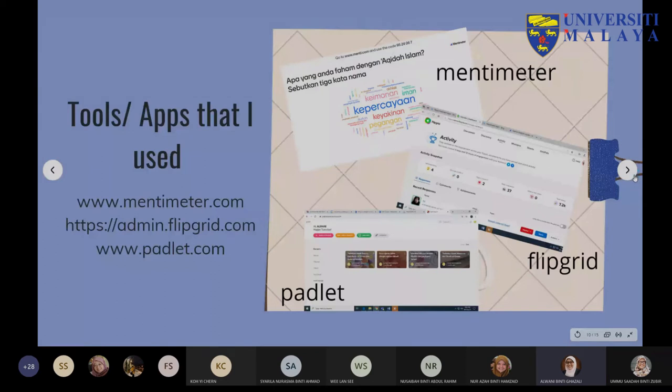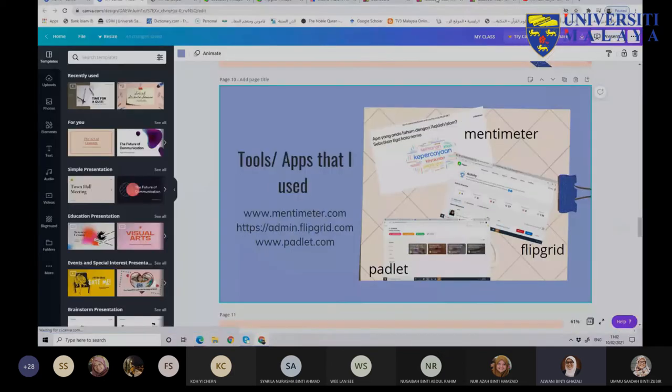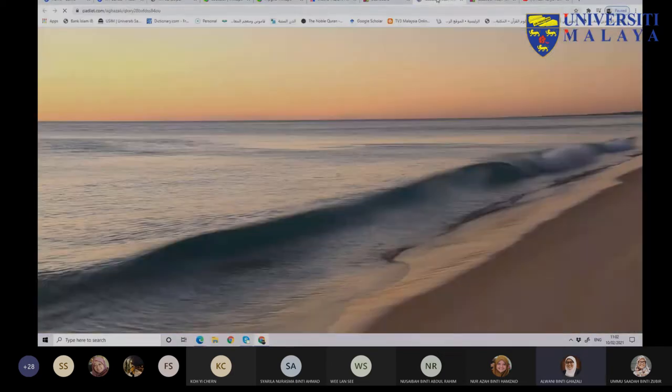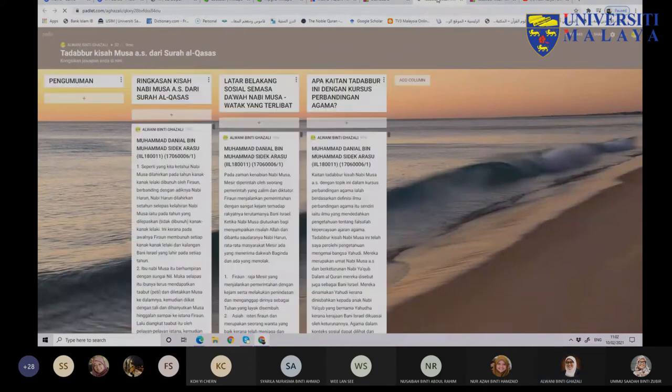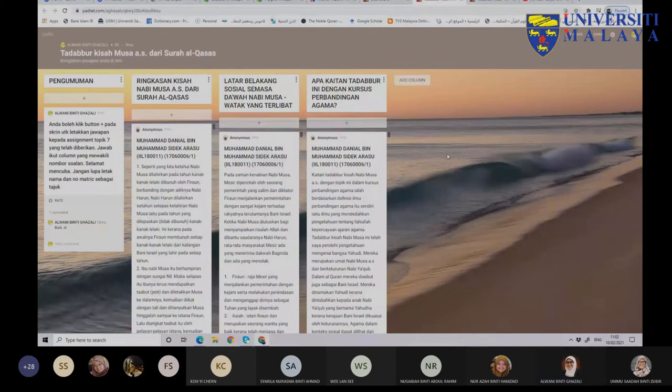I've mentioned about this, but I did not mention yet about Padlet. These are the tools that I used in my class. So many things can be done there. Let us see how Padlet looks. This was used in the previous semester, not this semester, for Comparative Religion. But it's very long. It was tiring.